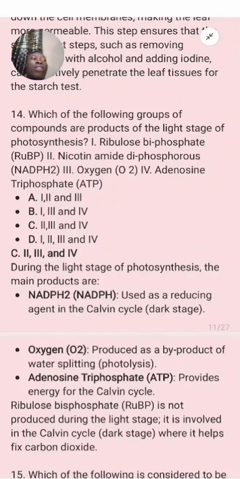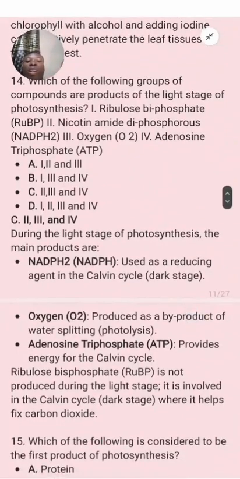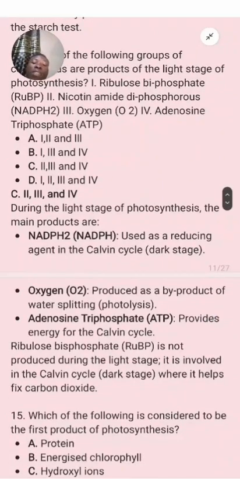We know that approximately 38 ATP are produced. So the correct option will be 2, 3, and 4. The ribulose bisphosphate, RuBP, is not produced during the light stage. It is involved in the Calvin cycle, the dark stage, where it helps to fix carbon dioxide.